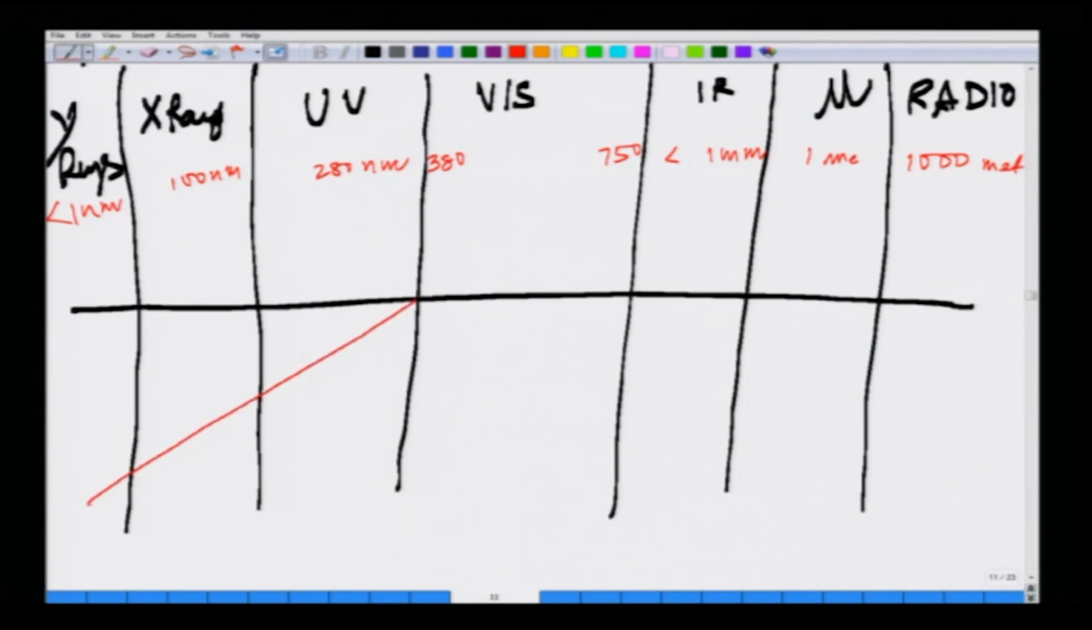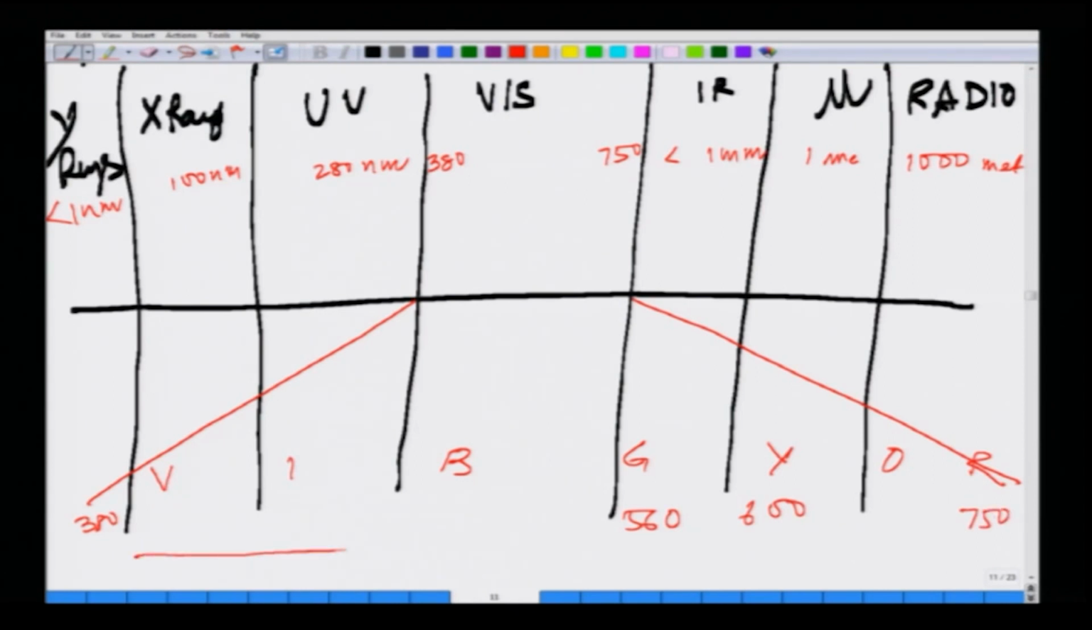we will be talking about the visible spectrum. The visible spectrum starts with 380, so you have violet, indigo, blue, green, yellow, orange. In the green you are around 560, and yellow around 600, orange, and of course red, around 750. So this is the spectrum where we will be talking about the absorption of the chlorophyll molecules.